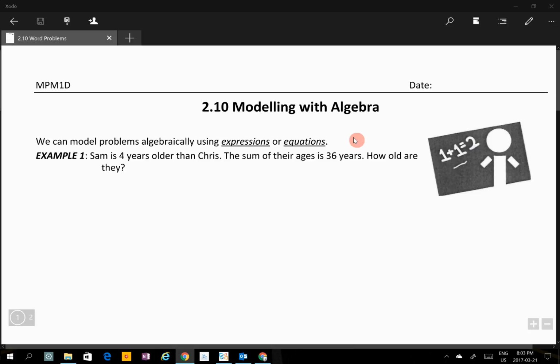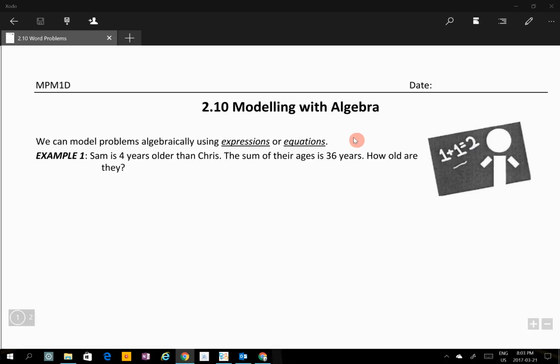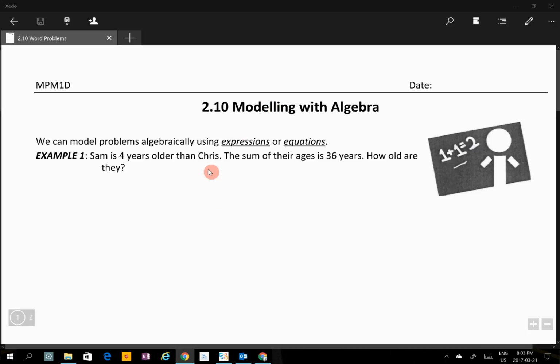Okay, 2.10, modeling with algebra. So in this section, I'm going to go through some examples on how we can take whatever word problem we have and model it using expressions or equations, algebraically. Okay, so here's our first example.